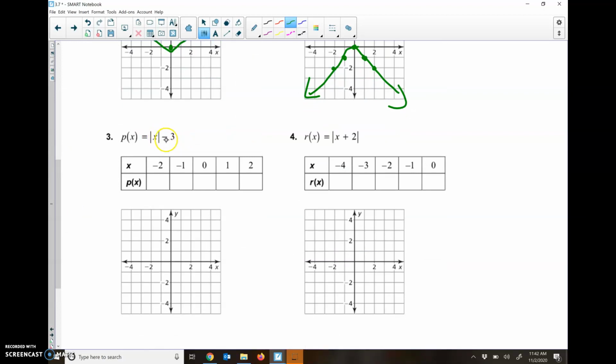Okay, same thing here. This says absolute value of x minus 3. So remember that minus 3 when it's on the outside means it's going to be pushing my graph down 3 spots. So I'm not going to start at 0 here.